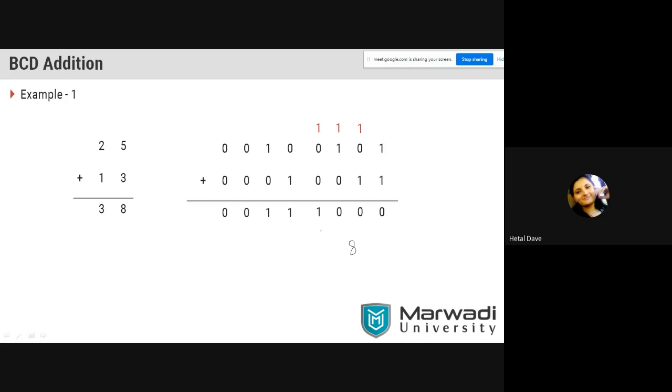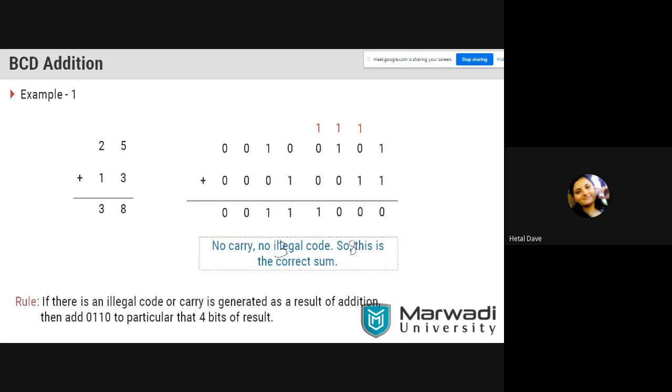Okay. We will observe the next 4 bits. Is carry generated? No. Is this 4-bit group greater than 9 or less than 9? Less than 9, so correction is not required. What is 0011? 3. So here the answer is 38. Is there any doubt with the rule and example? Now we need to take a second example, which will give us the correction. In this one, no carry, no illegal code, so correction is not required.